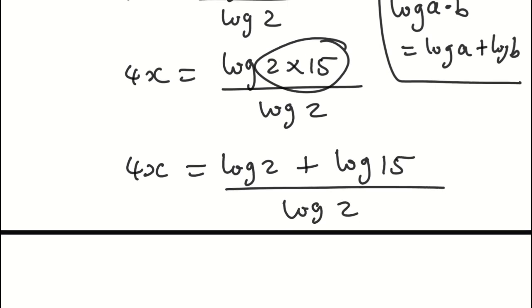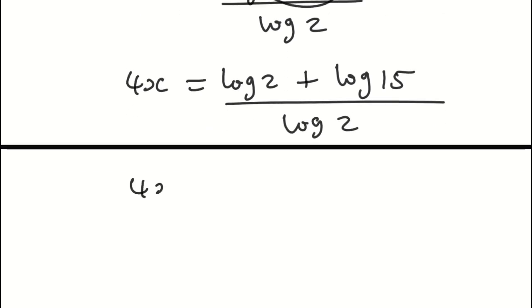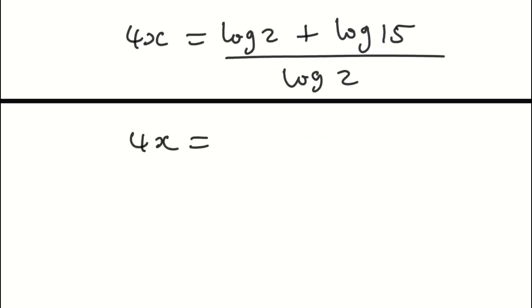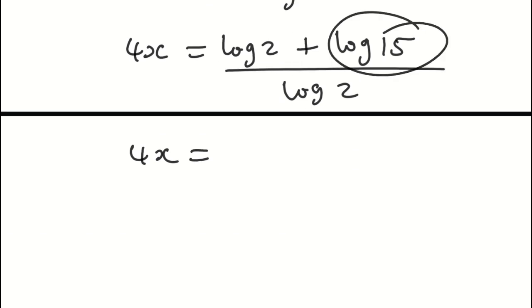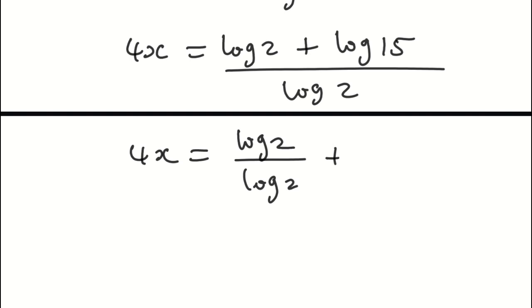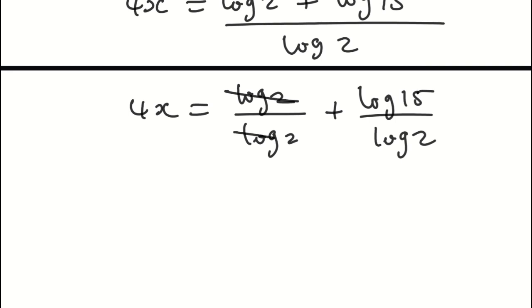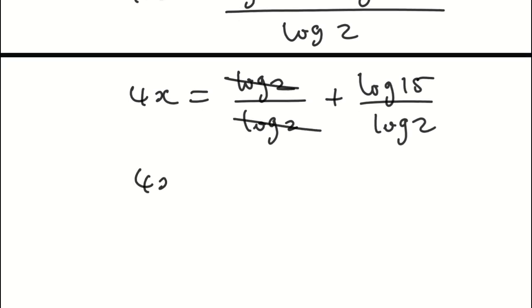Now this will become 4x is equal to, do you know that I can divide log 2 with this log 2 and log 15 with log 2, because log 2 is actually dividing log 2 and log 15. So it's going to be log 2 over log 2 plus what? Log 15 over what? Log 2. See what's going to happen here. Log 2 cancels log 2. So 4x is equal to what?